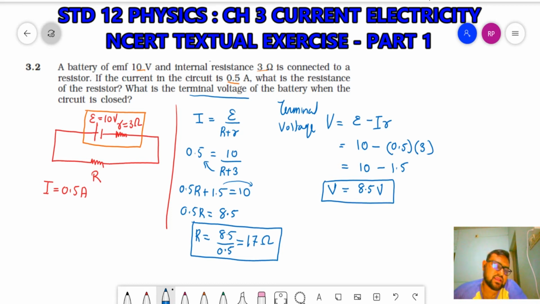I'm repeating what I did. I used the formula I equal to epsilon upon R plus r, put in the values of I, epsilon, and the internal resistance, and found out the resistance of the resistor to be 17 ohm. For terminal voltage, I used the formula V equal to epsilon minus I r. Okay, so that was about question number 3.2. So just note it down. Now let's move to the next, that is question number 3.3.